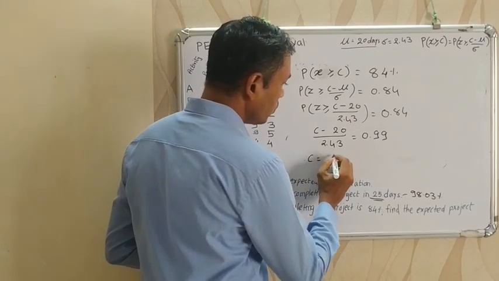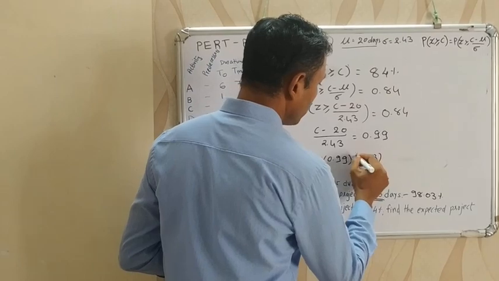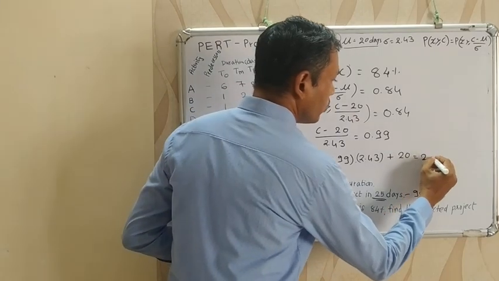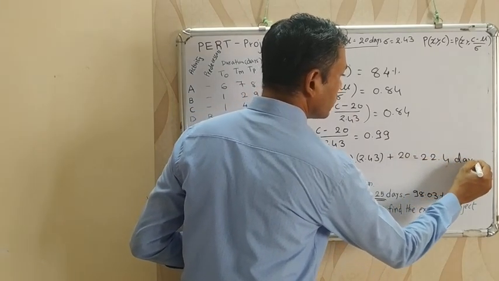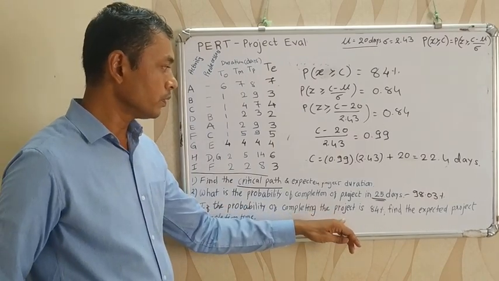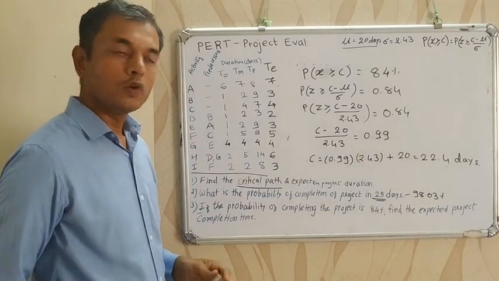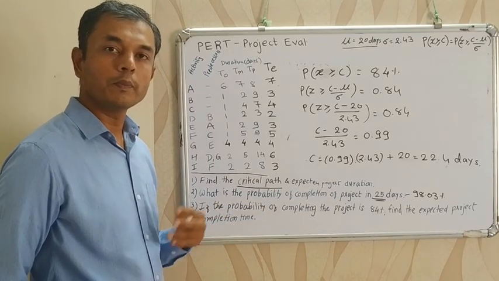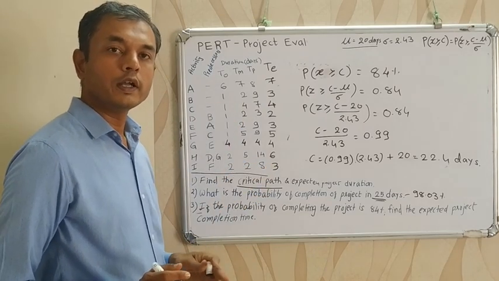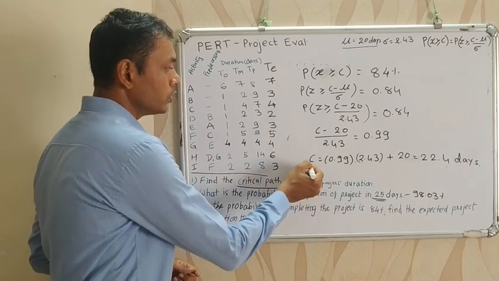The value of C is equal to 0.99 times 2.43 plus 20. So that is equal to 22.4 days. So we can say that the probability of completing the project is 84% for 22.4 days. So in this way we can calculate the probability of completion of the project. So is it clear how to take the data from the standard normal distribution table and how to calculate the value of project completion duration?